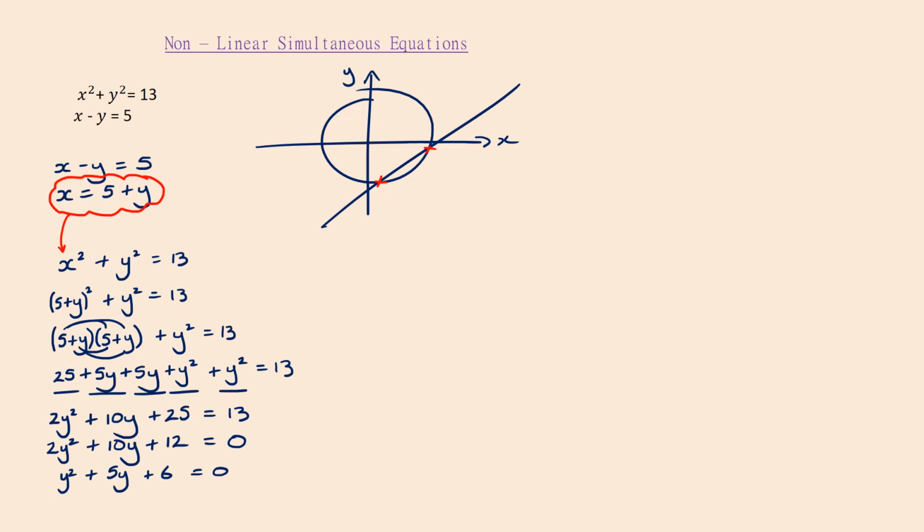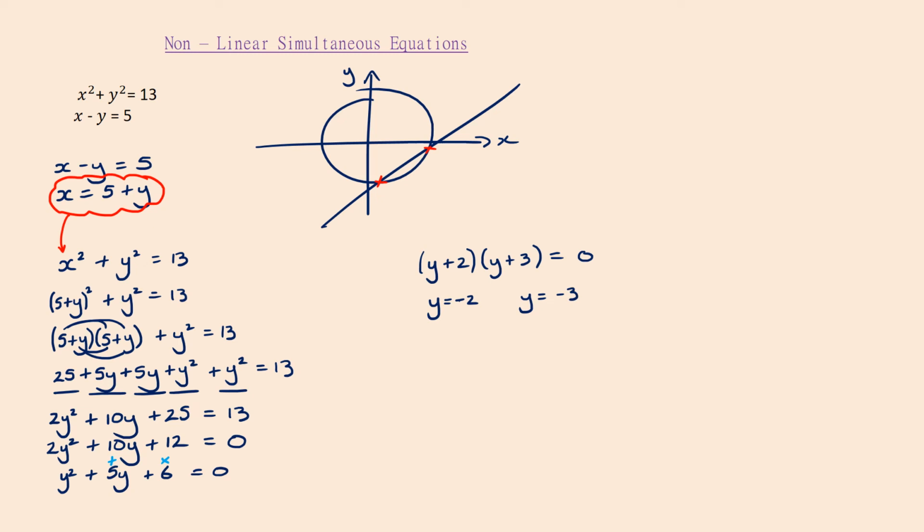Your technique for factorising is we want to think of two numbers that add together to give 5 and multiply together to give 6. I think those two numbers are going to be 2 and 3. So in factorised form, you're going to have (y plus 2) in brackets multiplied by (y plus 3) in brackets equals 0. To obtain your two solutions from there, you're going to set each individual bracket equal to 0, and you're going to get the answers of -2 and -3.